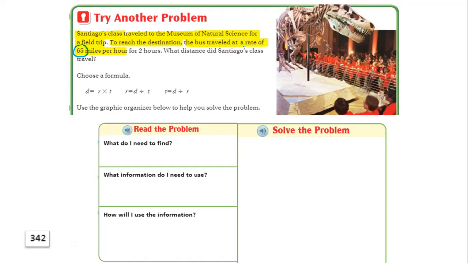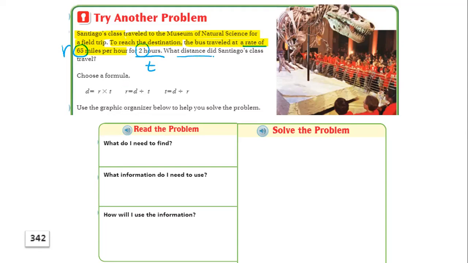He said the rate. Look, to reach the destination, the bus traveled at a rate. A rate here means the speed of that bus, right? So a rate of 65. So this is R. You need to understand. For 2 hours. So here 2 hours represents what for us? Time, T, that's right.